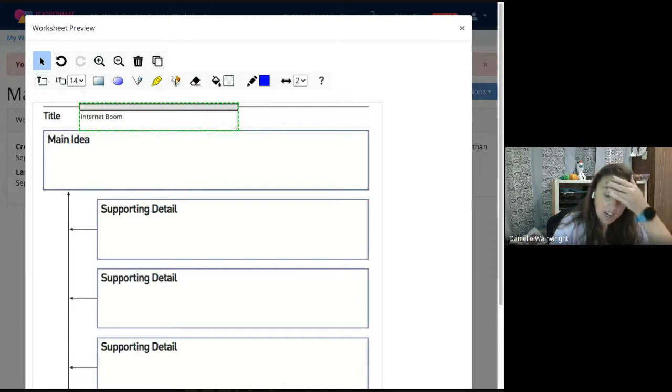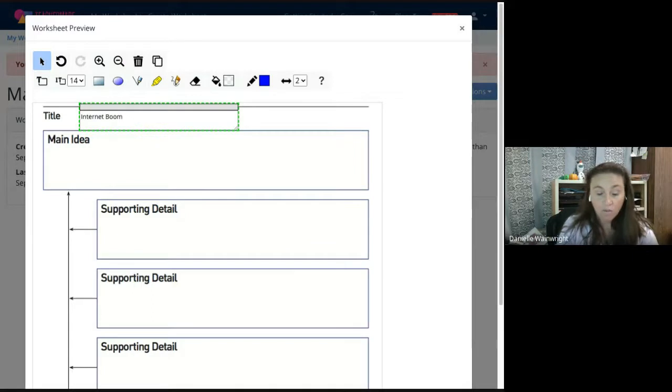Okay. Now, what's the main idea? That nobody ever uses the internet? No, that's not it. What's another main idea, that there's a lot of people on the internet now? It's getting warmer, getting closer, but that's actually not it.